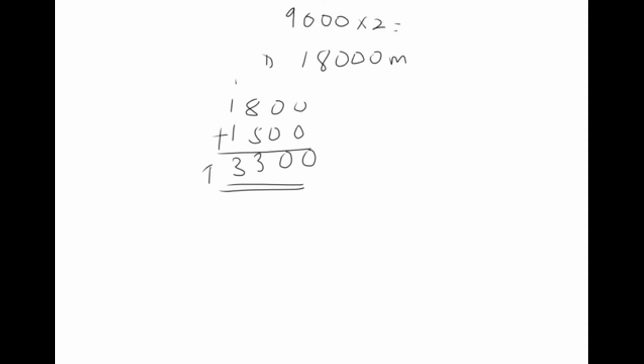To get the speed, we take distance, we divide by the time. We can now proceed. 18,000 divided by 3,300. 0 will cancel with this 0. Then we divide 180 divided by 33. So that 3 times 5 will give us 165.